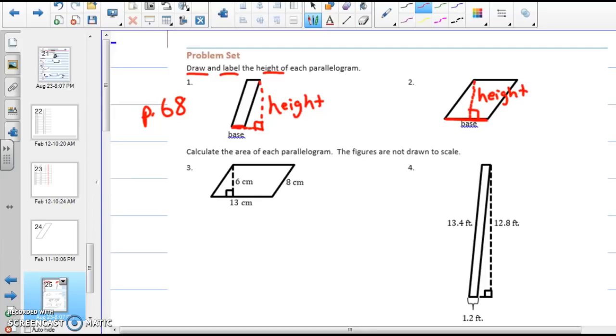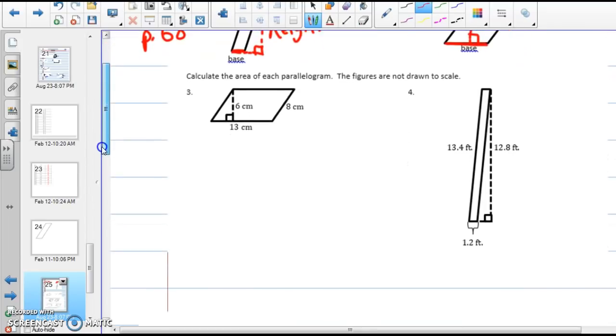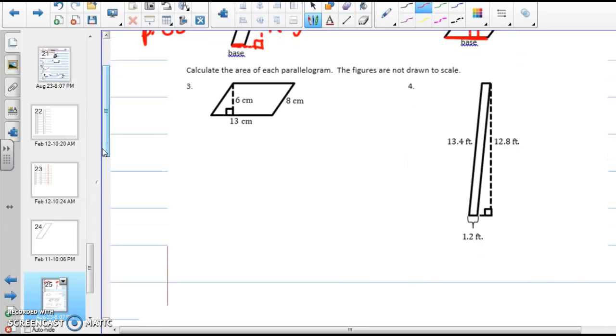Okay, for numbers 3, 4, 5, and 6, you had to calculate the area of each one of these. You should have followed the steps that we did in class yesterday, which means the first step is to always write the formula. So for all of these, you should have started out by writing A equals B times H, that means to multiply, times H. I don't think I reminded everybody of this yesterday, but you could have used the calculator to do your calculations with.